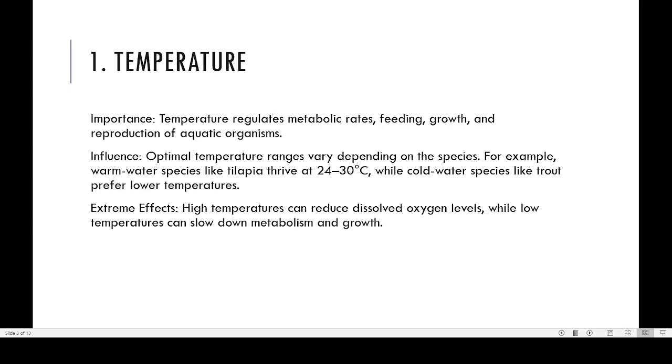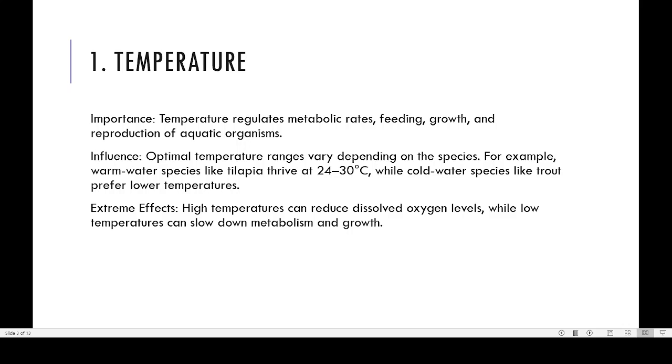To begin with, it is temperature, because temperature regulates the metabolic rate, that is how the various activities are going on in a fish. That is known as the metabolism. The total of all the activities in a fish is known as metabolism, and these activities are actually controlled by temperature. If too much temperature is there, that will affect the feeding, and if the fish is not feeding properly, its size will be smaller. Then growth of the fish as well as reproduction, all these will be influenced by the variation in temperature.